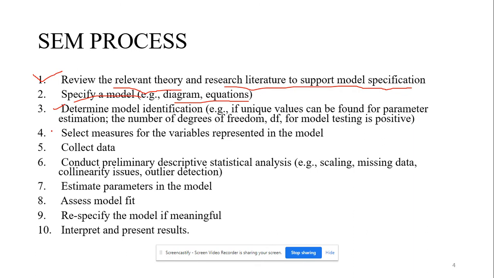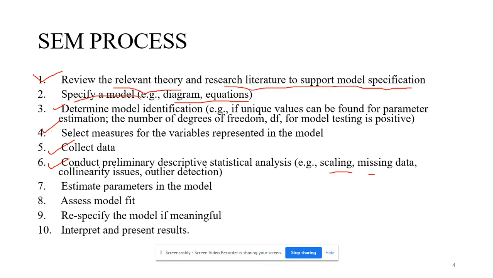Then, as number 4, we select the measures for the variables represented in the model: what are the different variables and how they can be measured. Then we collect the data related to the variables in the model. Then we conduct the preliminary descriptive statistical analysis in terms of what scale is used. Is it a Likert scale? Normally when we do SEM using AMOS, we are looking at the metric scale, interval and ratio scales.